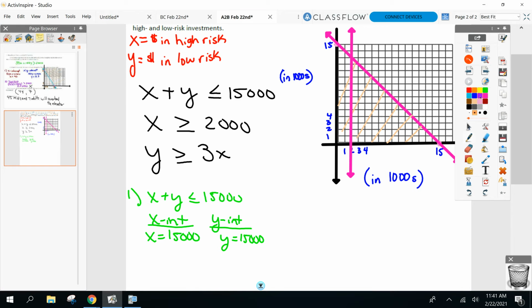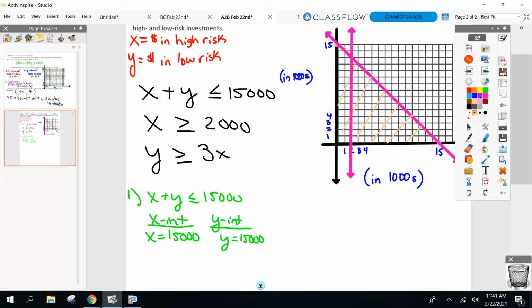And you can plug in 0 there. You can still test 0, 0. You're just going to say, is 0 greater than 2,000? I don't think that's true, right? 0 is not less than or greater than 2,000.